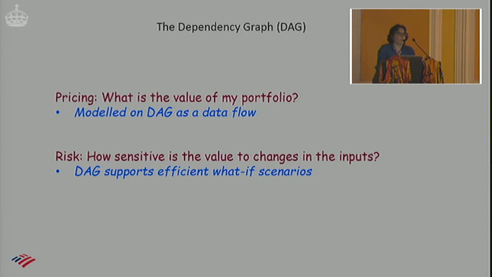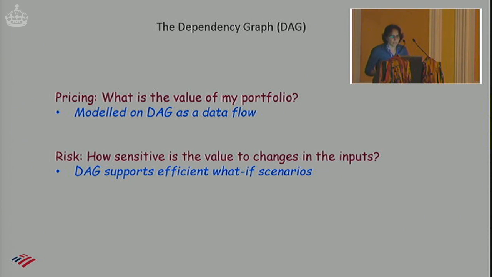Pricing is basically what is the value of my portfolio, and risk is how does the value change when I perturb inputs, right? If interest rates change by 0.25%, what happens? If the Swiss franc moves by 30% in one day, as it did a few years ago, what happens? If Lehman Brothers goes bust again, what happens?